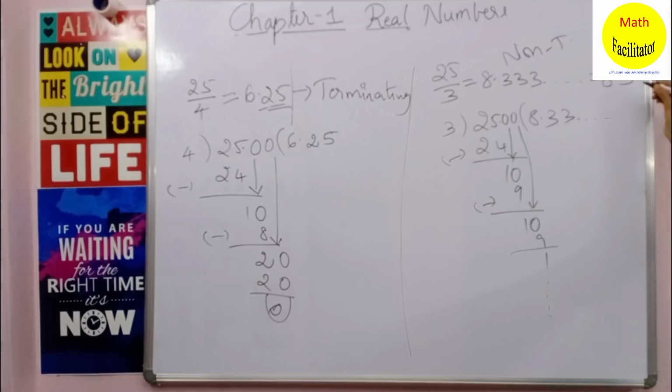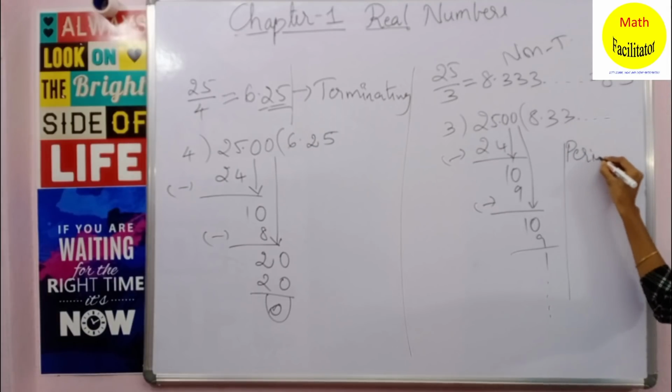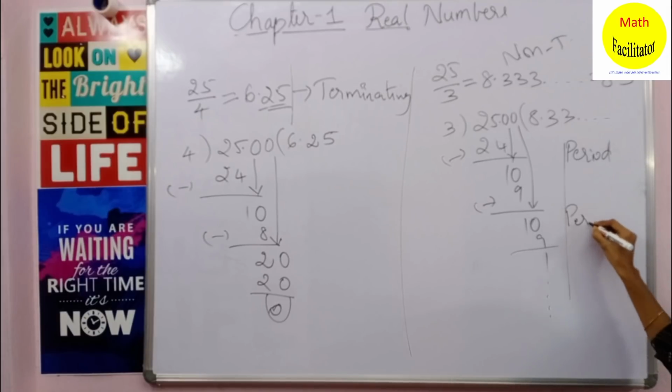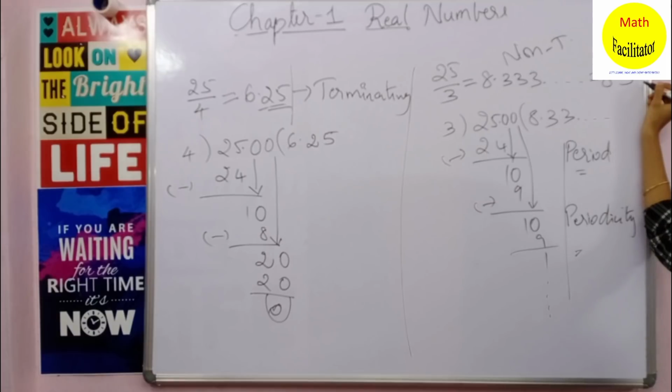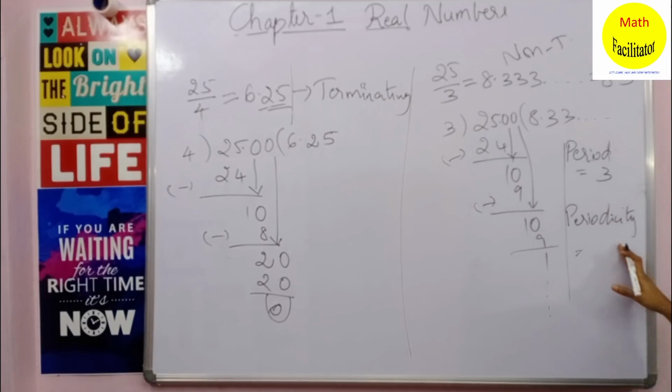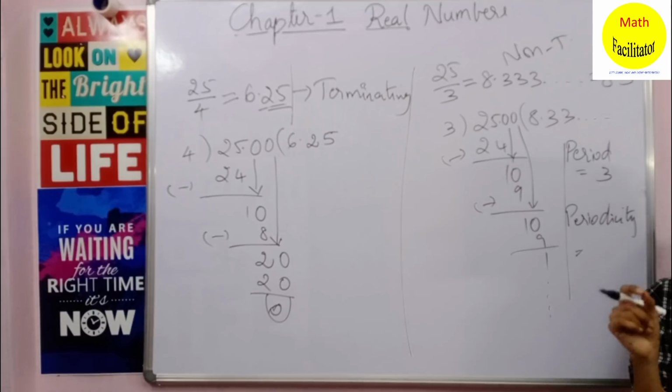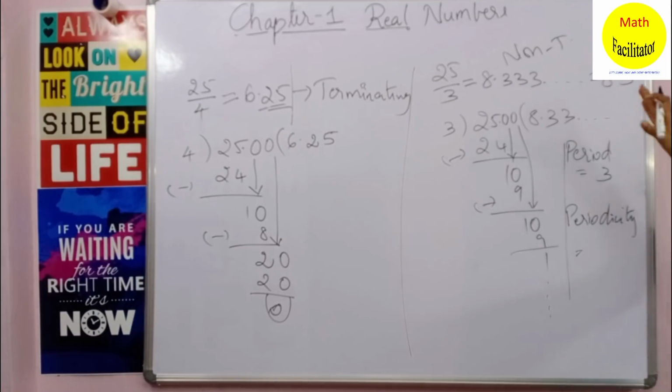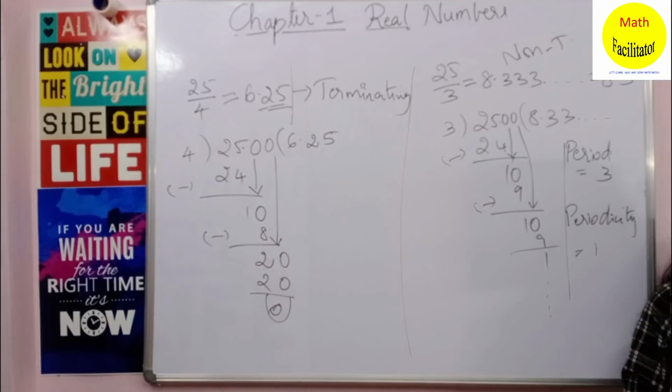Yes, so now here we have also learnt about the concept of period and periodicity in your 8th class. Do you remember? So what is period? Period is nothing but the set of digits which is repeating. Here which digit is repeating? 3 is the digit which is repeating. So period is 3. Now periodicity is nothing but the number of digits which are repeating. How many digits are repeating here? Only one digit is repeating, so periodicity is 1.